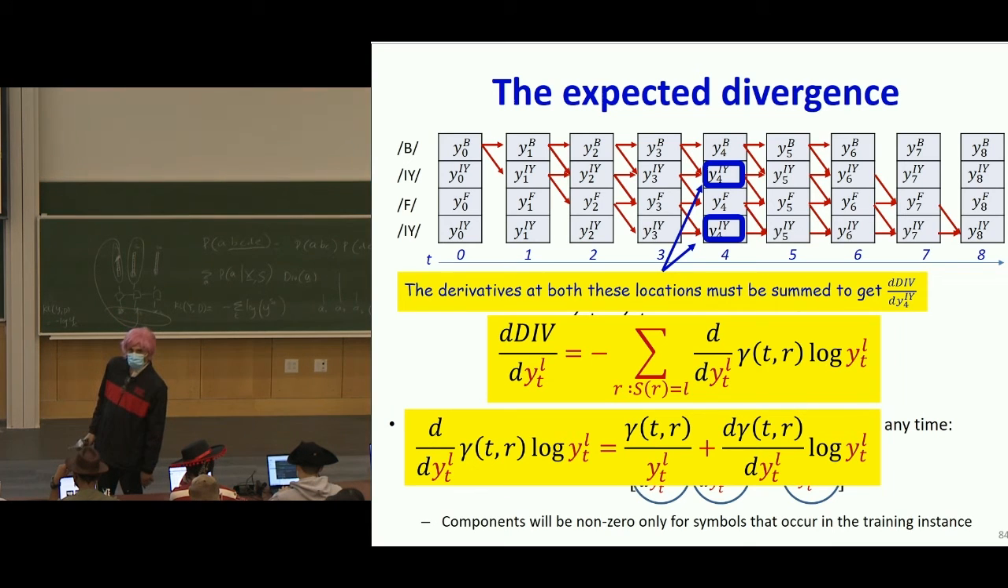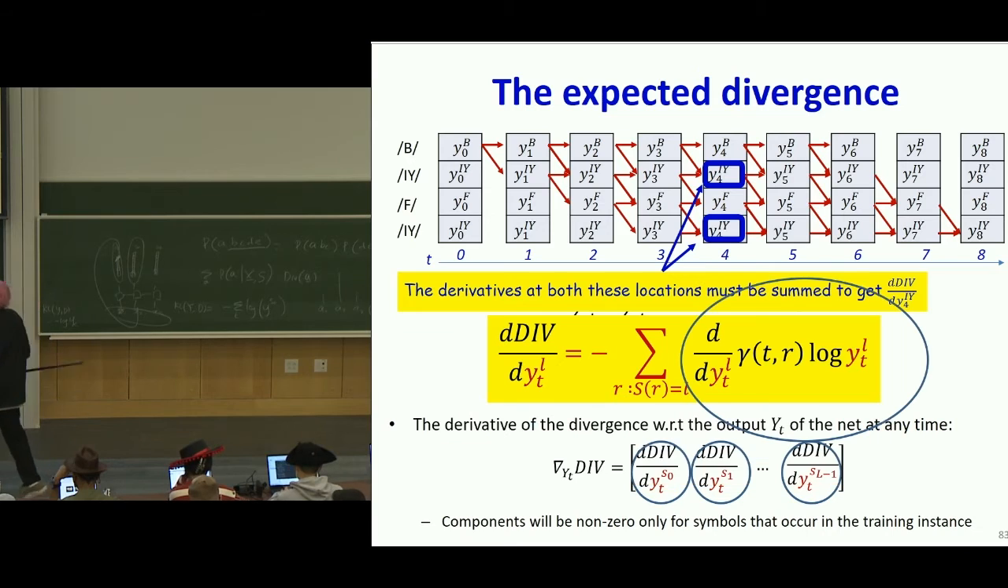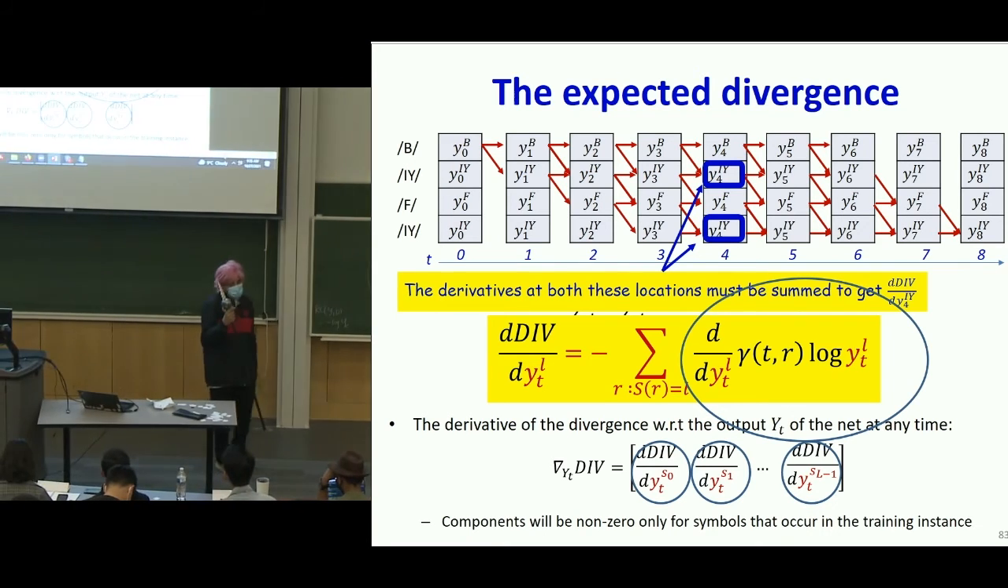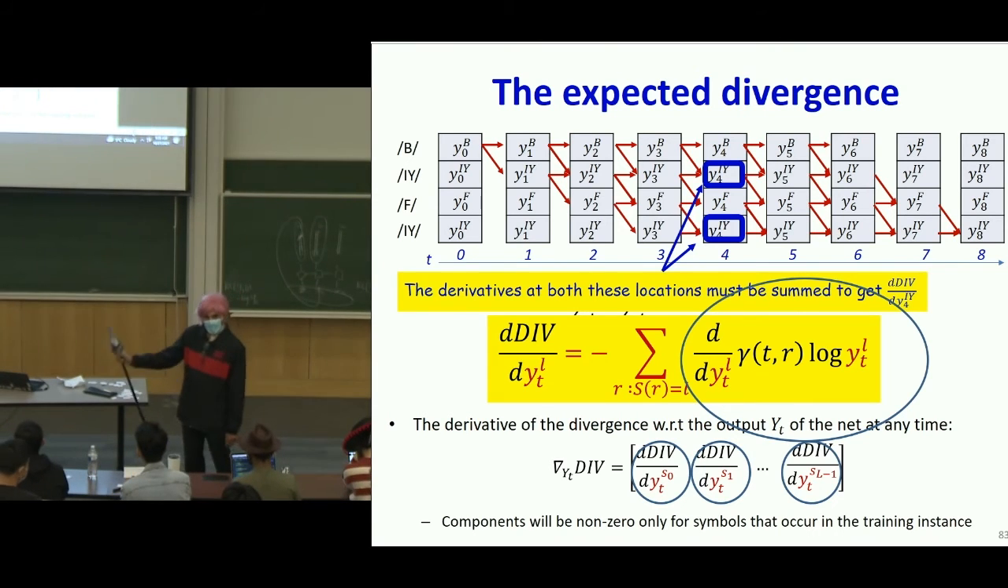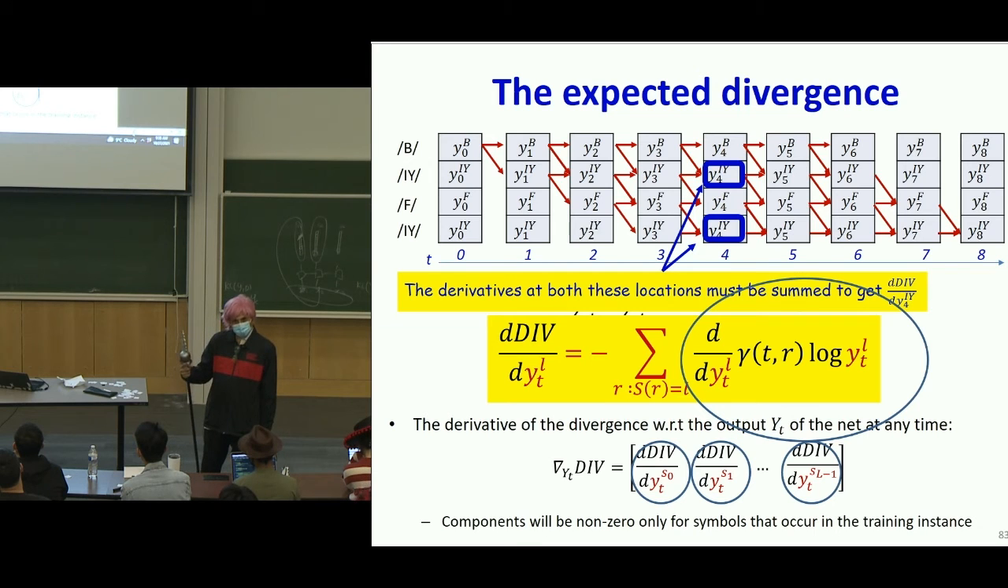What is the reason that we need to sum between those? So basically what we want over here is I am computing the derivative of the divergence with respect to the output of the network, right? So each term is the derivative of the divergence with respect to the probability assigned to one symbol by the network. And over here, the symbol E has occurred twice. So each of those is going to influence my divergence. That's why.